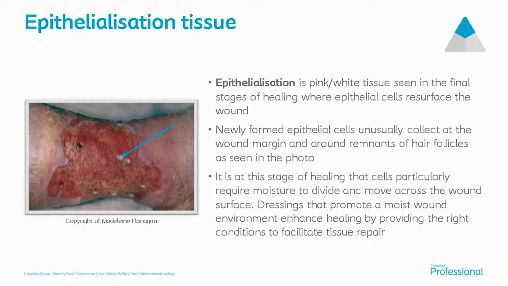Then the epithelialization. It's that white or pink tissue seen at the final stages of wound healing, and it might be migrating in from the wound edges, or you may see these little islands like you can see on the screen here. But it's at this stage where the wound is really getting towards the final stages of healing. And we really need to be supporting this with a moist wound healing environment and making sure that we're managing those exudate levels in order to provide that optimum environment to continue that wound healing.